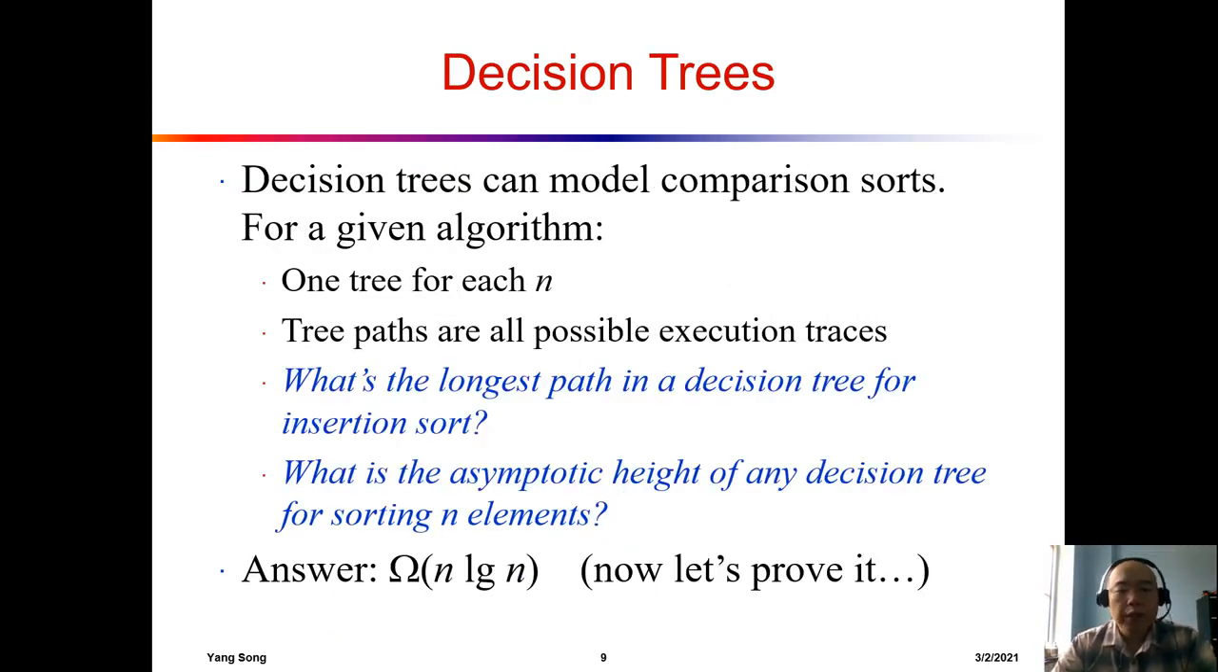So for the decision tree, as we have discussed, a decision tree can model any comparison sort. So we have the tree, and we have to put in at least n factorial leaves there, and then we can assume that there is a height of the tree. Okay, so now we want to prove one thing. We want to prove that for a decision tree structure modeling a comparison sort, the fastest time complexity will be omega n log n.